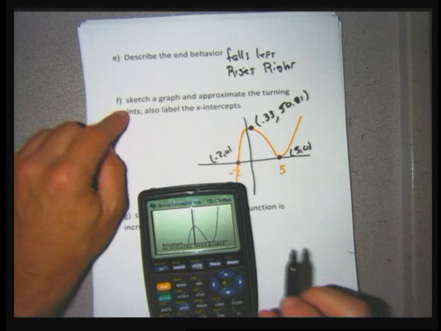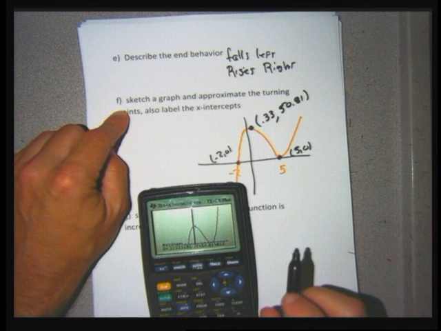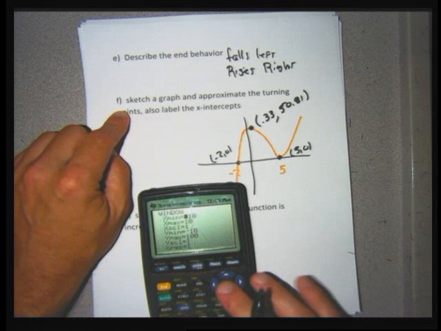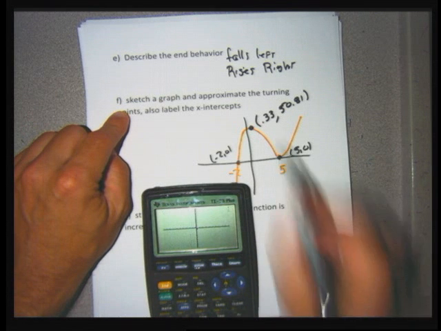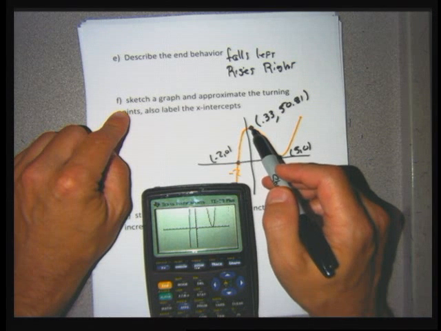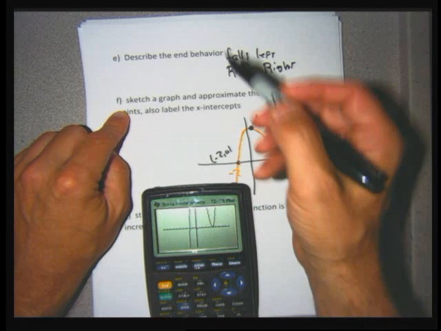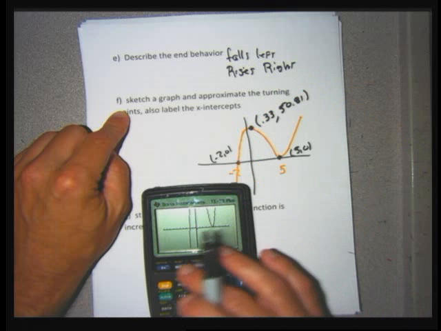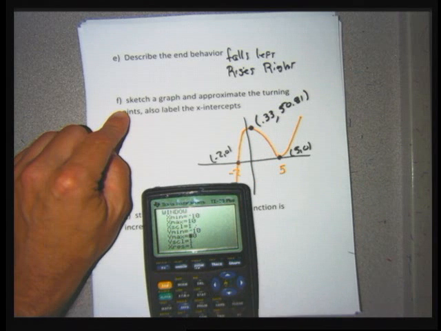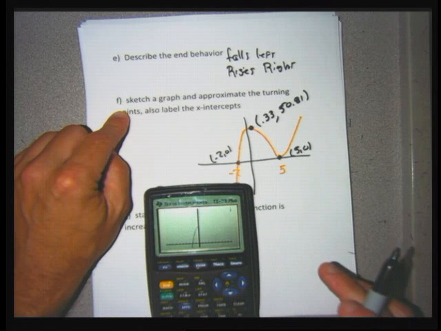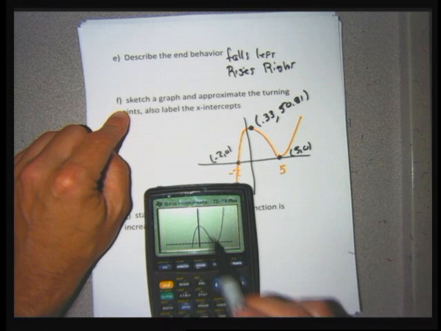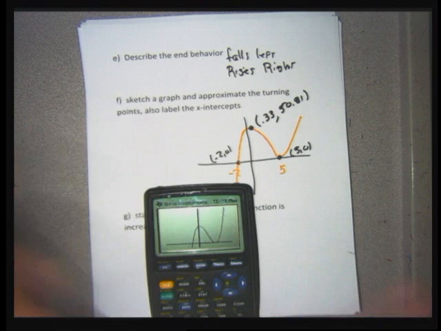So this is everything that I'd want in terms of sketching a graph. I had to tweak my window from the standard window because at the -10 to 10 window, I couldn't see that turning point. I realized that turning point was higher than I could see. So I changed the y max to 100 because changing the y max makes my graph look higher. I see the -2, 0. I see the 5, 0. I found that. Done with the f part.